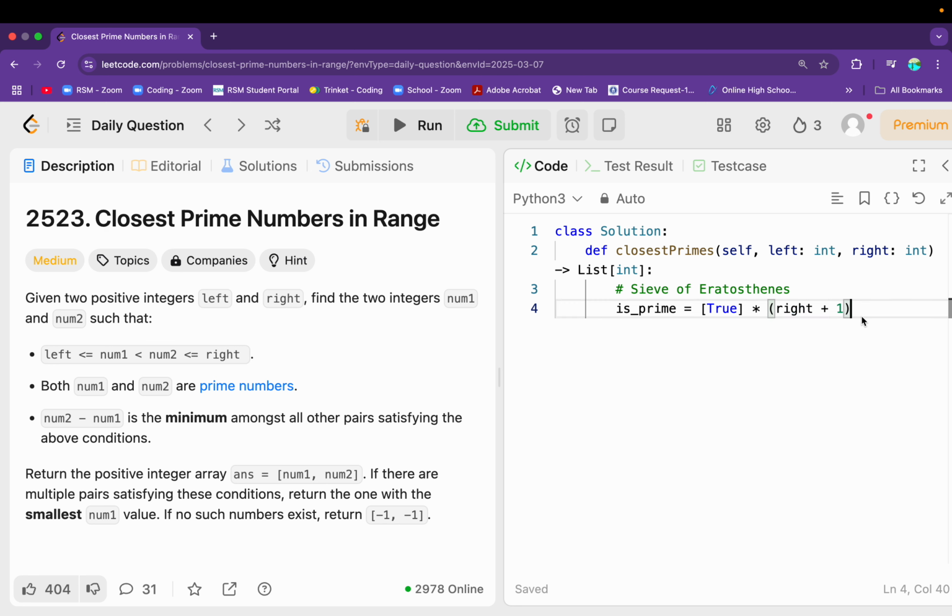Basically, it's going to have size right plus 1. All the values are set to true. It's going to help us track whether a number is prime. Initially, we're just setting all the values to be true, indicating that they are prime, but we'll change them if they are not prime numbers, right?